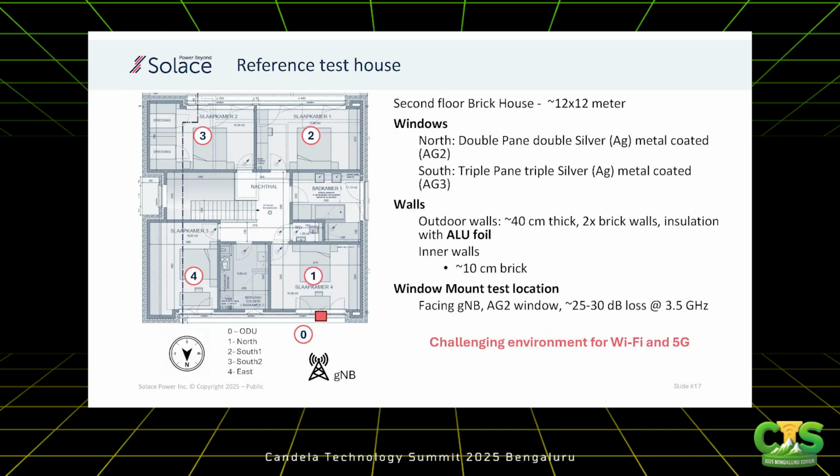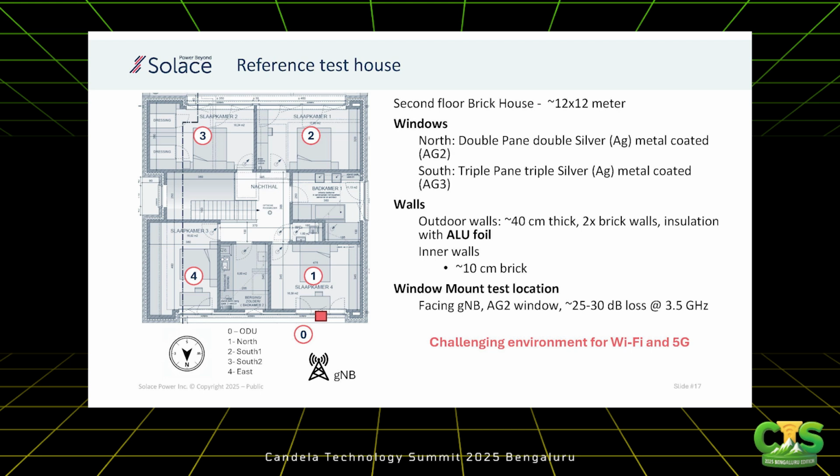Next, I would like to share some test results. So we had a problem that we did not have a test house to do some repeated tests. So we basically used a reference house, which was quite good because it had brick walls, it had insulation in the walls, and it also had those double pane, single coated and double coated glasses. So the penetration of RF of 5G was pretty poor inside the home.